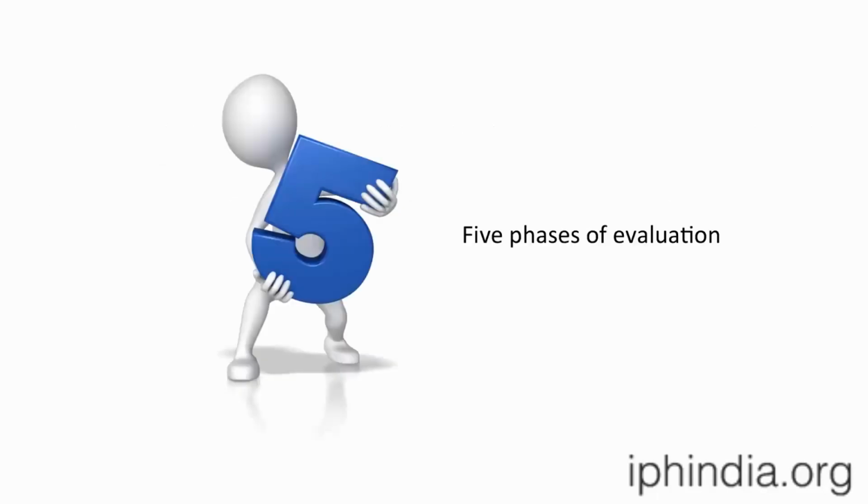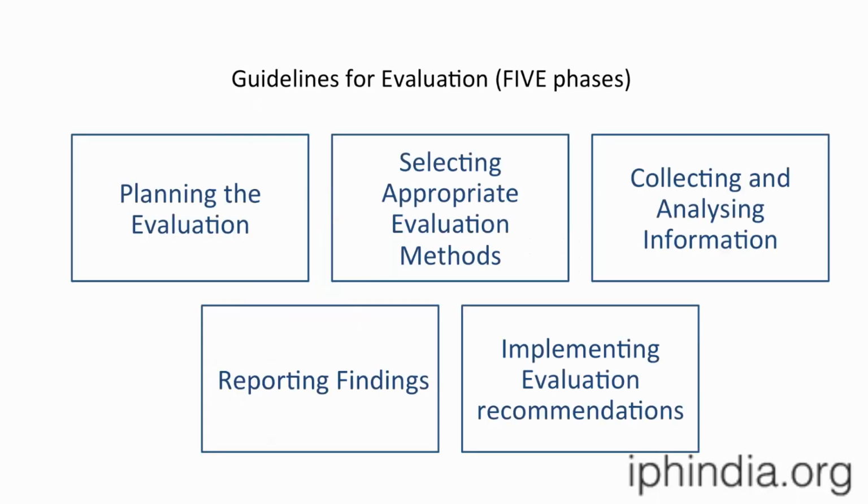Let's examine the 5 phases of evaluation now. The 5 steps or phases of evaluation are as follows. The first is planning the evaluation. Next, we would select the appropriate methods of evaluation. Once you've identified the methods, one would go about collecting and analyzing information. And then we would report our findings. And finally, phase 5 is implementing the recommendations of the evaluation.